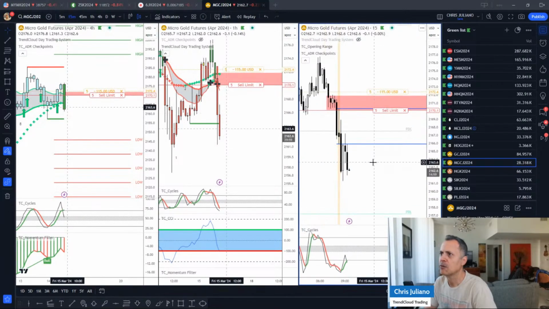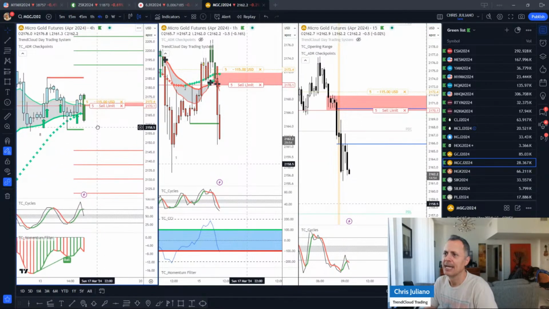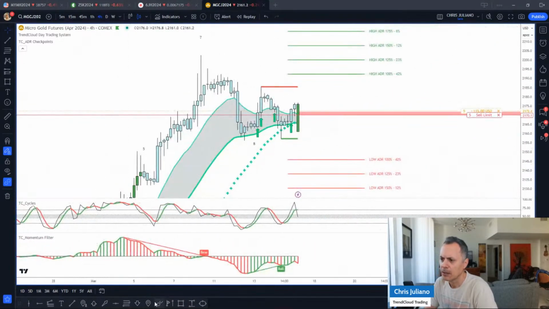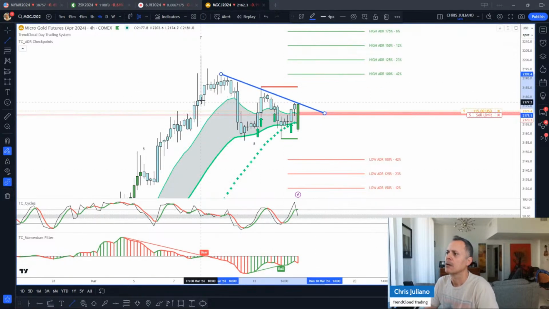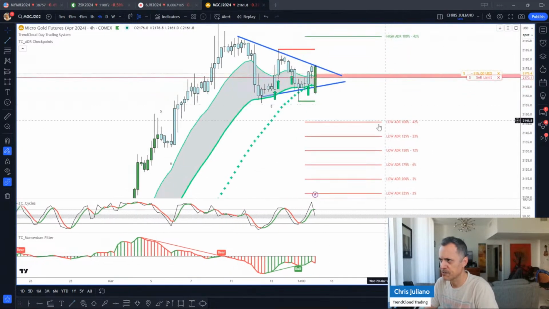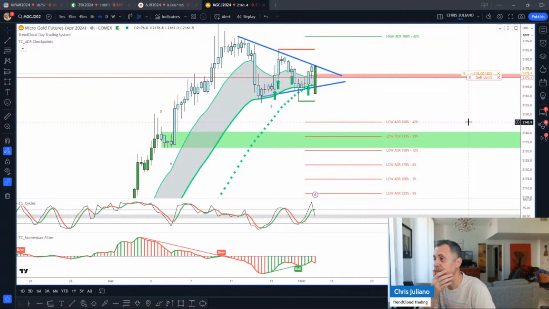I think, with gold, it's been wanting to pull back. And you could see here on the 4-hour chart, look at that angle there. Breaking out to the downside. Where's this thing going to pull back to? Look where this ADR checkpoint is. I think that's where it's heading.